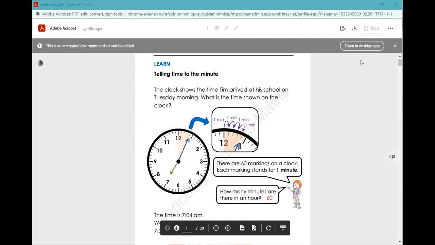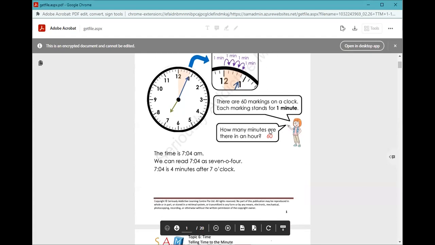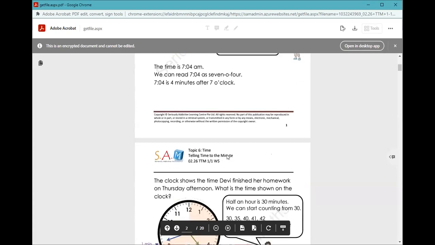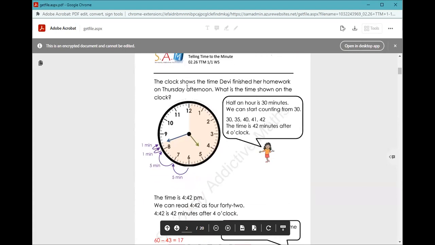Okay, so for this booklet, it is about reading time to the minute. They also need to learn the language. The time is 7:04 a.m. We can read it as 7:04, or we can say that 7:04 is 4 minutes after 7 o'clock. 7 o'clock, and then 1, 2, 3, 4. 4 minutes after 7. These are the language that you need to teach them.